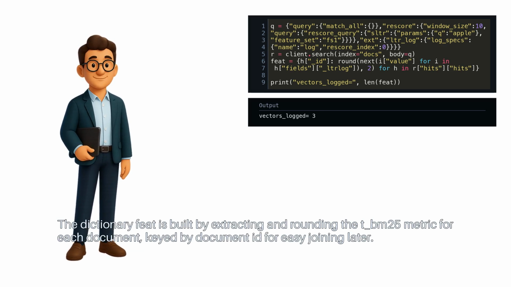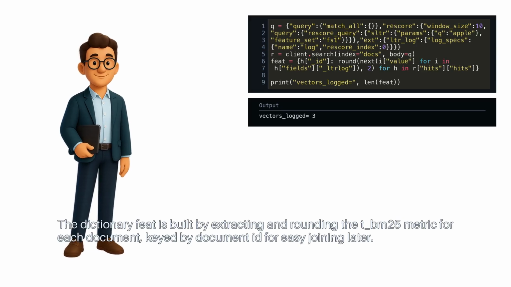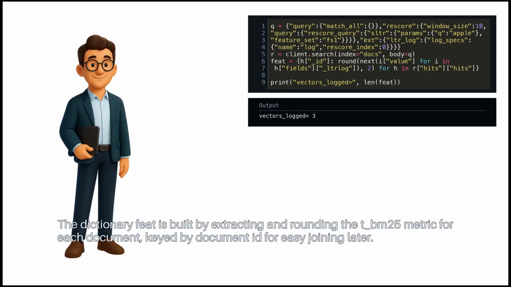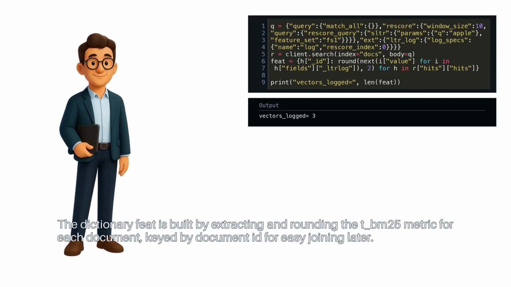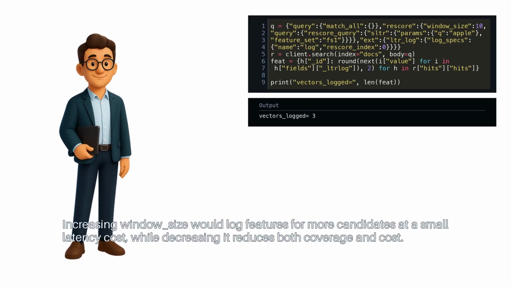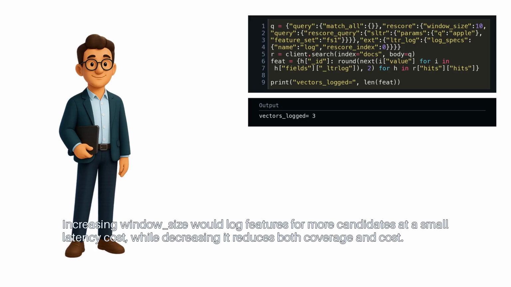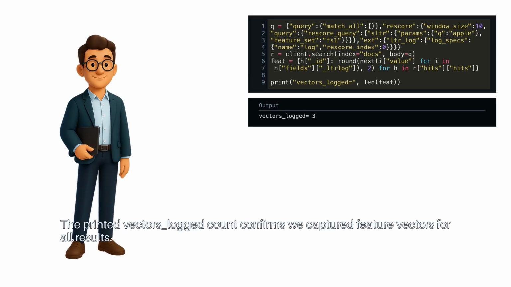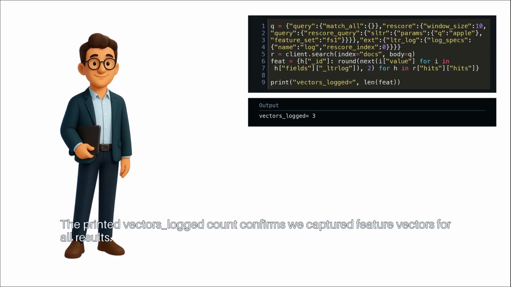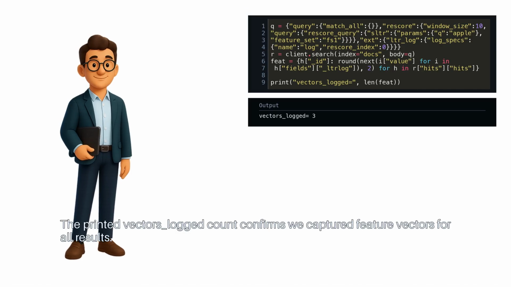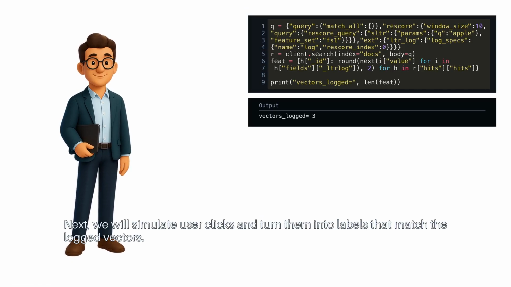The dictionary feat is built by extracting and rounding the BM25 metric for each document, keyed by document ID for easy joining later. Increasing window size would log features for more candidates at a small latency cost, while decreasing it reduces both coverage and cost. The printed vectors logged count confirms we captured feature vectors for all results. Next, we will simulate user clicks and turn them into labels that match the logged vectors.